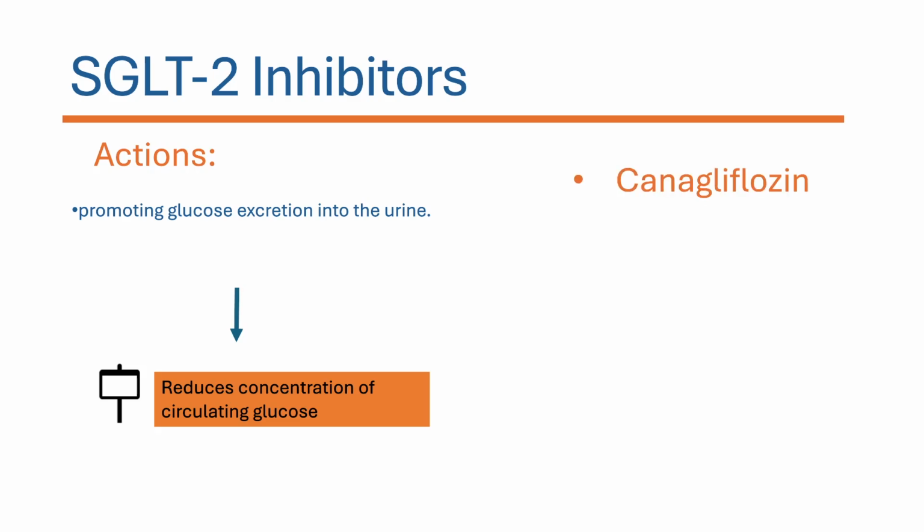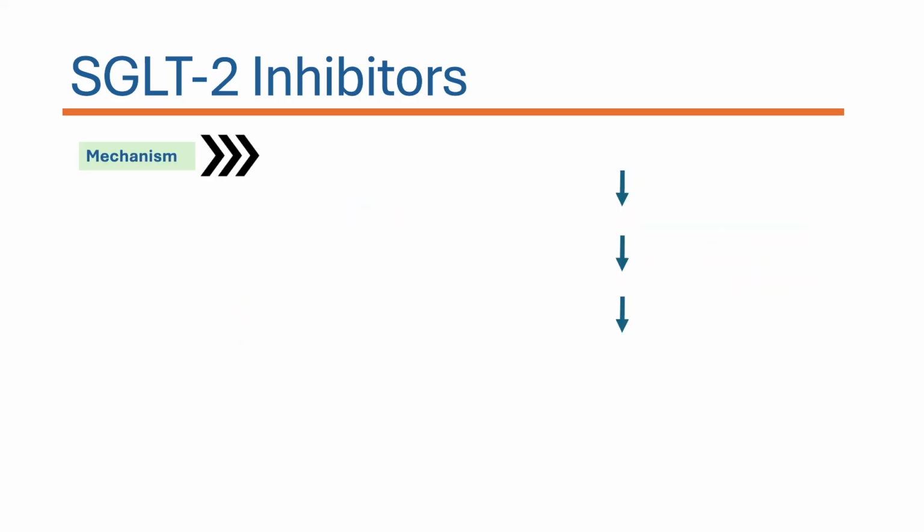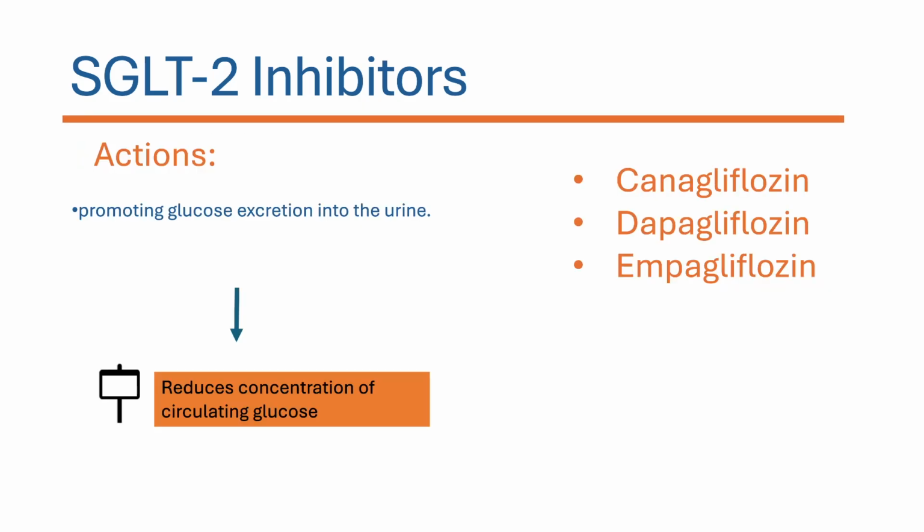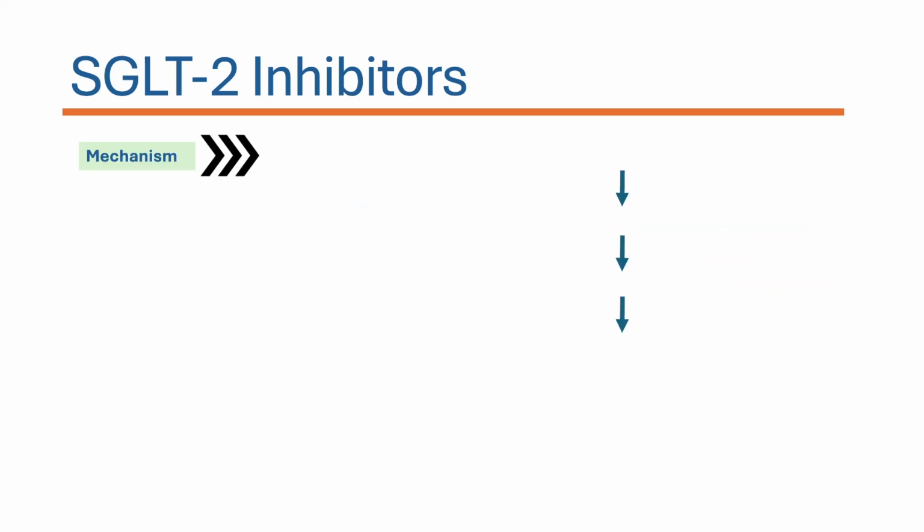So what are the examples of SGLT2 inhibitors? We have canagliflozin, we have dapagliflozin, we have empagliflozin. These are the examples. So all these SGLT2 inhibitors, they are ending with the gliflozins.